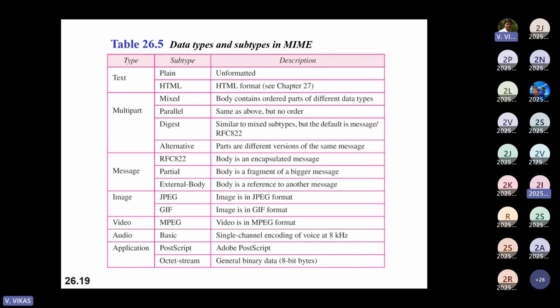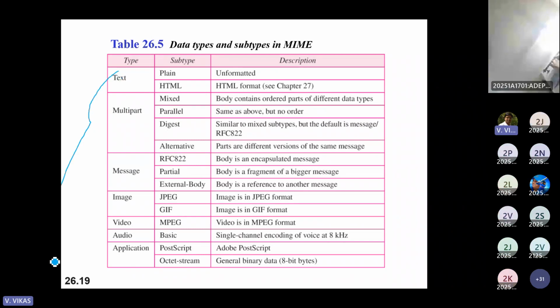This is very simple. For example, you are sending text information. We have data types like this. Whatever we have written here, all these are the available data types, and in these data types again we have subtypes. Text means plain or HTML. Multipart means we are going to have mixed information, parallel information or digest. Like that, different subtypes and corresponding descriptions are given in MIME.